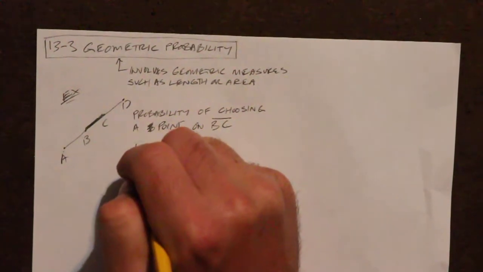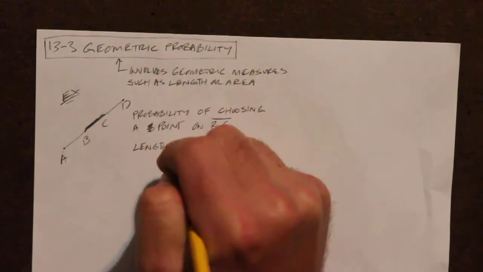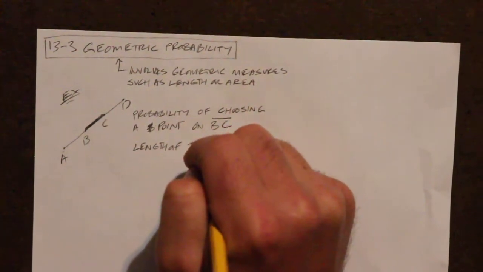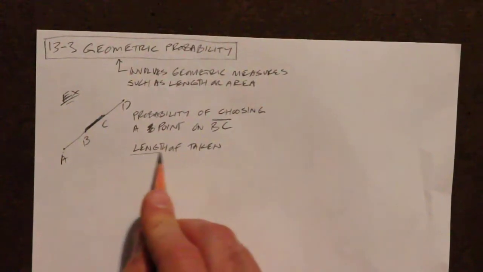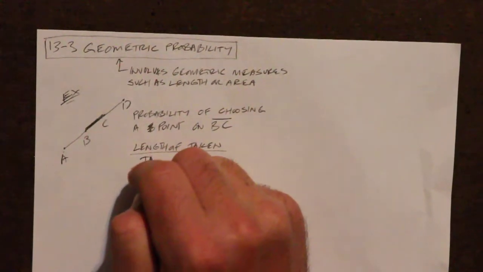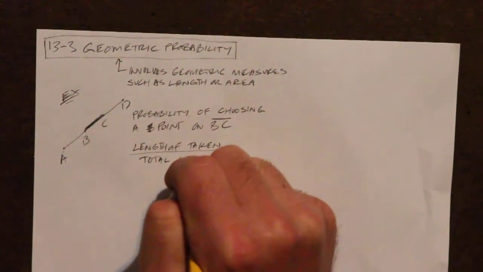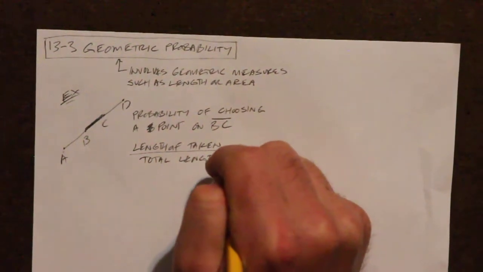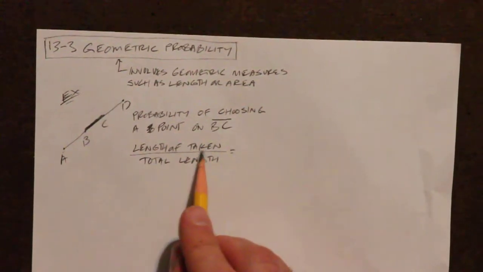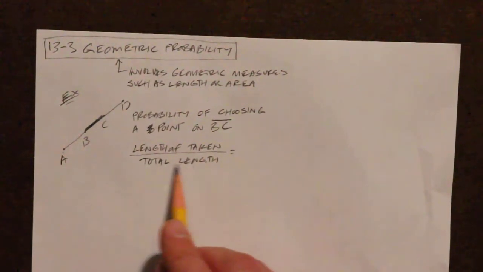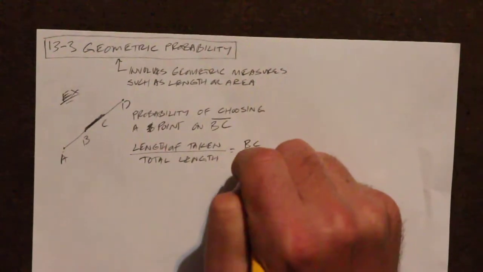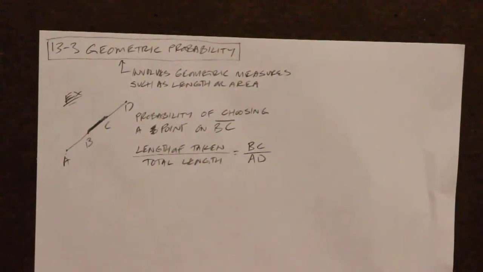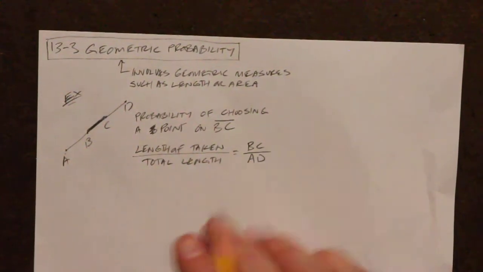We say the length taken over total length. So I just take the length of the taken or the target, and then put it over the total length. So I'm just going to take BC and put it over AD. And that would be my answer. So let's do an example with some numbers here.